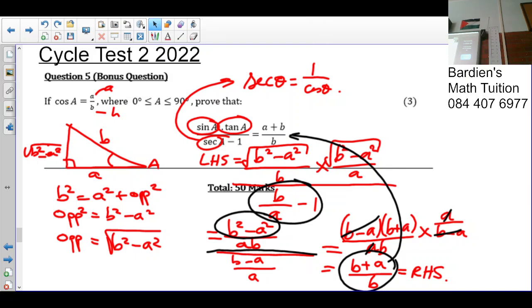So is this really that difficult? Nobody got the bonus question right? You wrote something else? I think somebody just got 1 mark for that question. Somebody did this part, the triangle, they got that right. But yeah, that's how it goes.